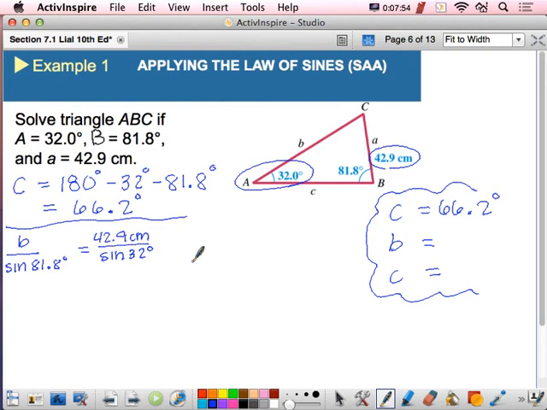Okay? So all we have here is a proportion. You solve it like any other proportion. Just very quickly, you cross multiply and divide it out and get what you need by itself. So if we cross multiply, we have b sine of 32 must equal 42.9 times the sine of 81.8. And then if we finish that, we just divide both sides by sine of 32.